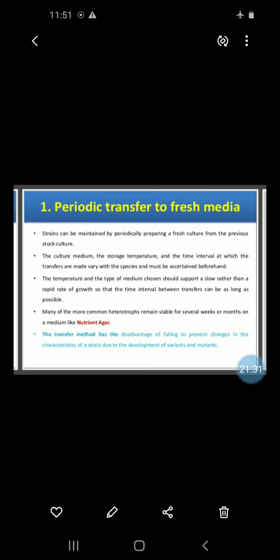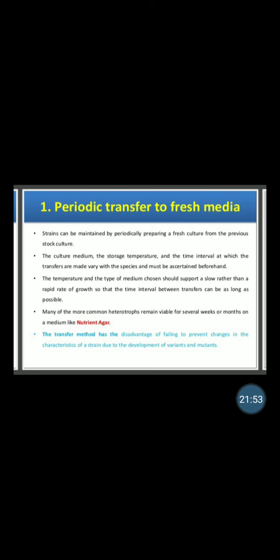Periodic transfer to fresh media. The strains can be maintained by periodically preparing a fresh culture from a previous stock culture. The culture media, the storage temperature and the time interval at which the transfers are made vary with species and must be ascertained beforehand. The temperature and the type of media should support a slower rather than a rapid rate of growth, so that the time interval between transfers can be as long as possible.